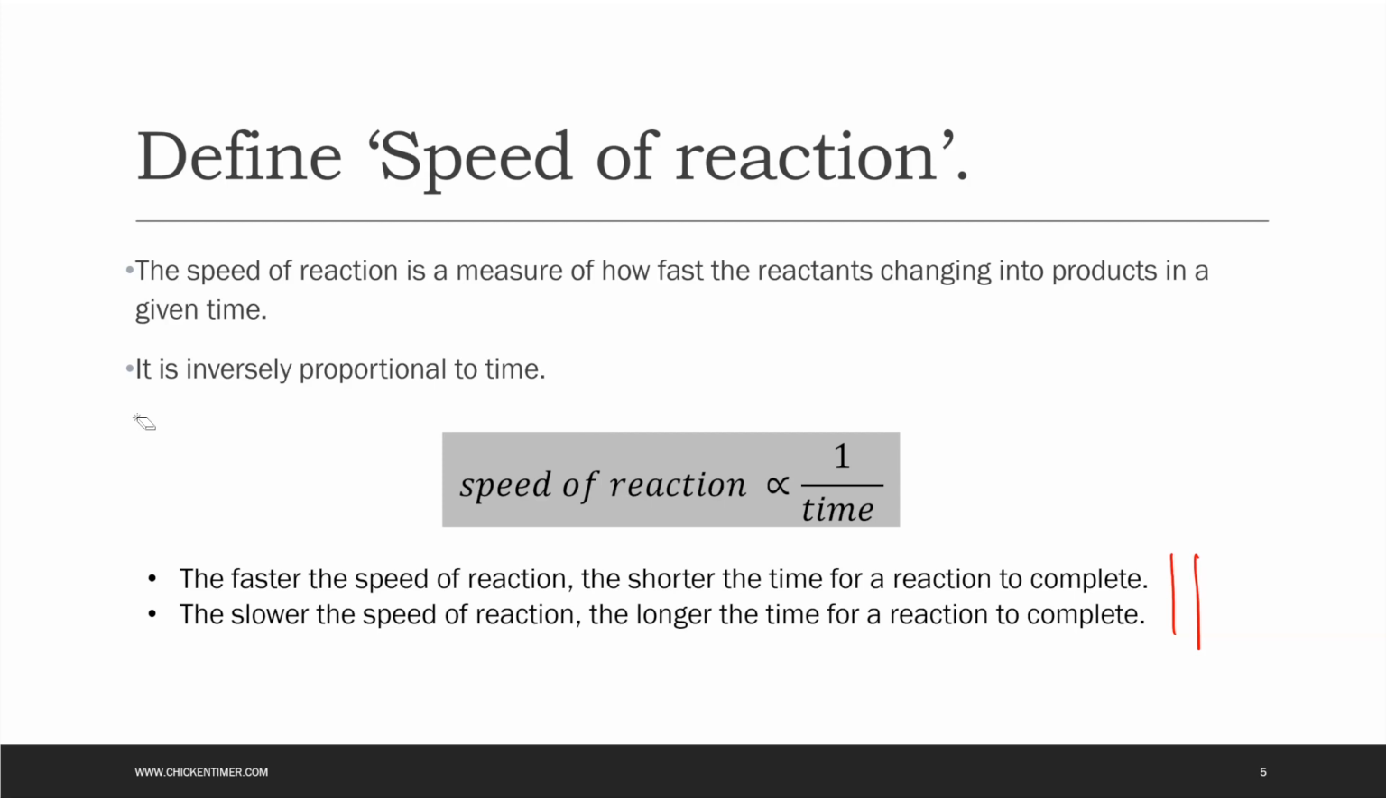Then they say speed of reaction is inversely proportional to time. This simply means that speed is inversely proportional to time, so when speed increases, time decreases. That's why you have the statement that if the reaction is fast, the time is short. Nothing fancy down here.